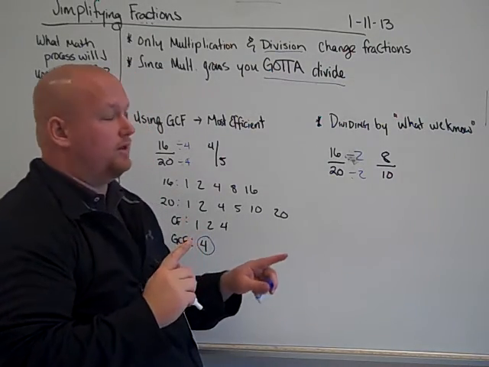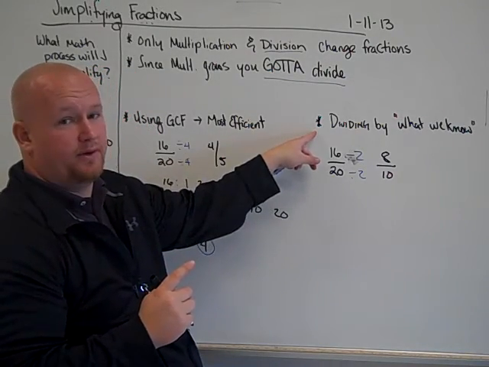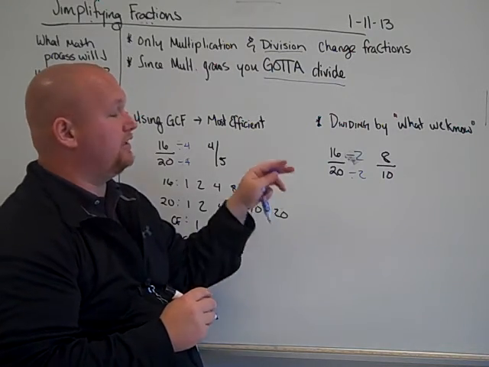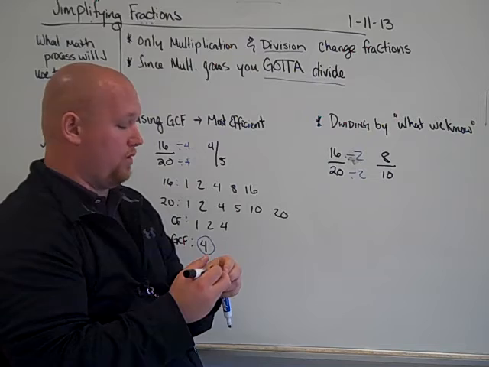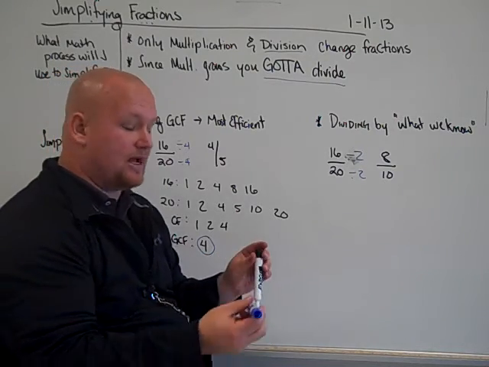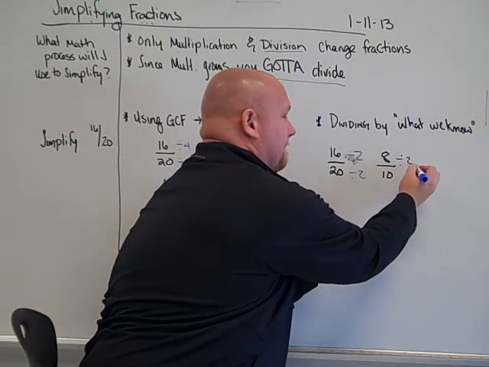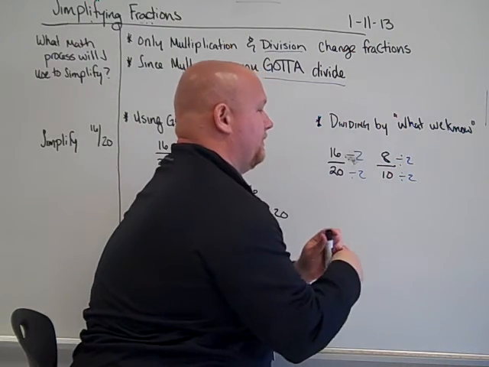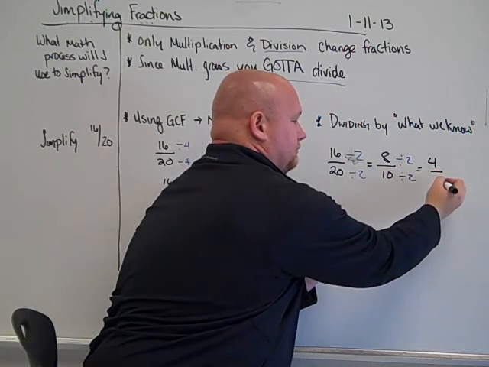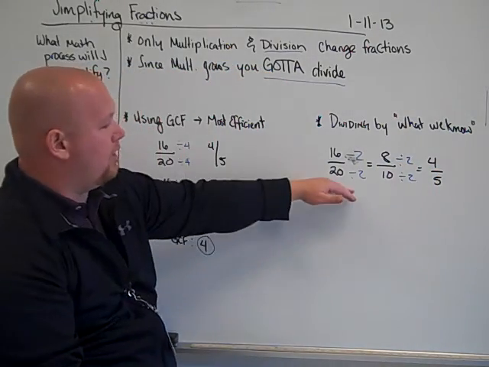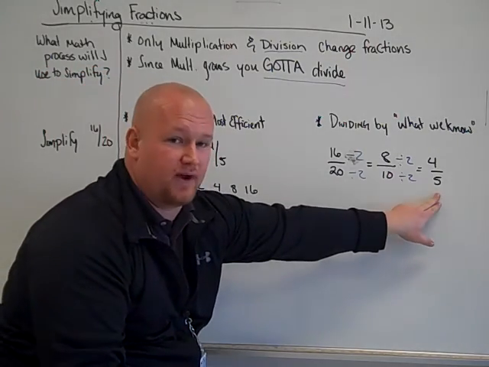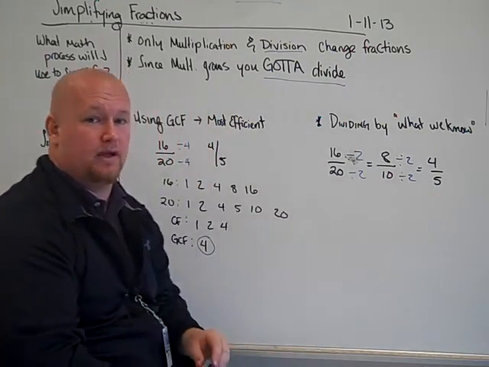The problem students fall into with dividing by what they know is that sometimes they don't reduce enough. You have to keep reducing until you can reduce no more. So I look at 8 and 10. That's not simplest form because I can divide by 2 again. And that gives me 4/5. All these fractions are equivalent. They all have the same value, but this is the fraction in simplest form. Okay?